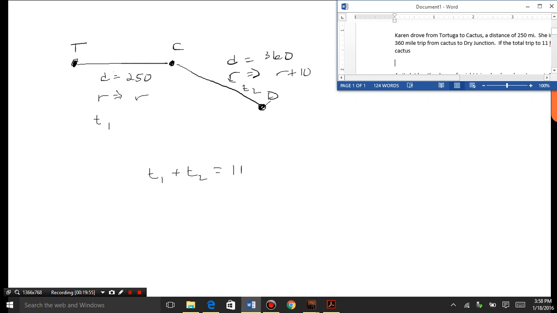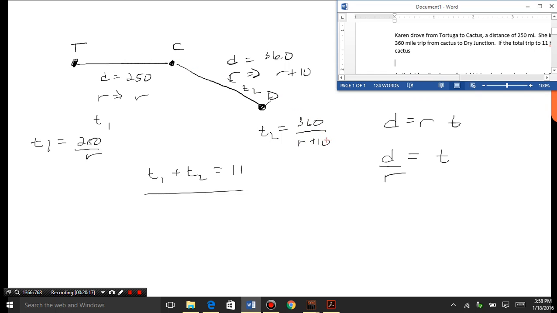So you need to ask yourself, what is time? Well, distance equals rate times time. So you know time is distance over rate. So check this out. T1 from this guy would equal 250 over r. T2 over on this guy from Cactus to Dry Junction will be 360 over r plus 10. So now plug it in, guys. 250 over r plus 360 over r plus 10. And I think we can solve this guy without much difficulty.